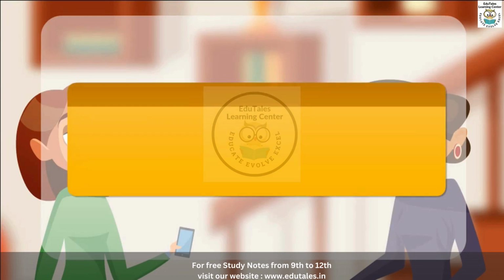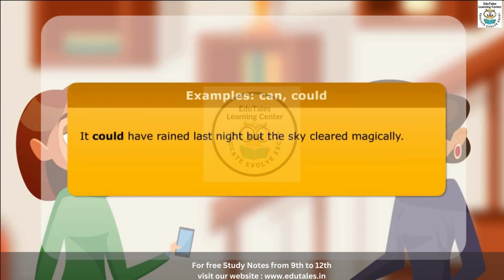Here are few more examples of use of can and could. It could have rained last night, but the sky cleared magically. Lauren can help you learn dance.